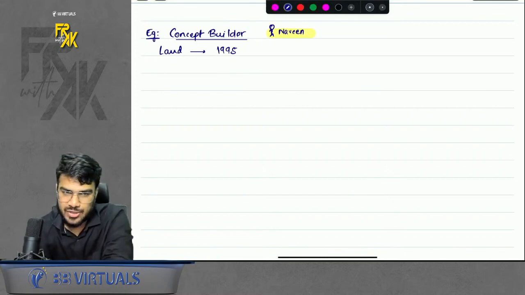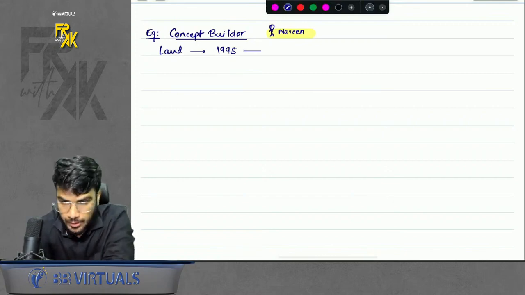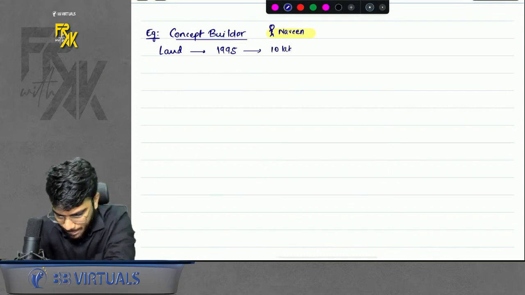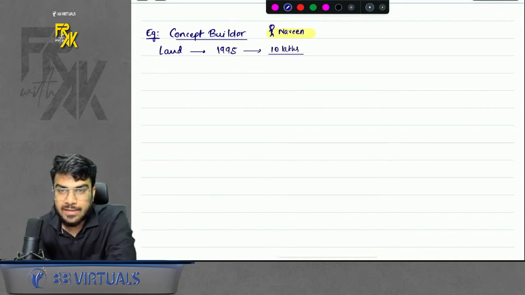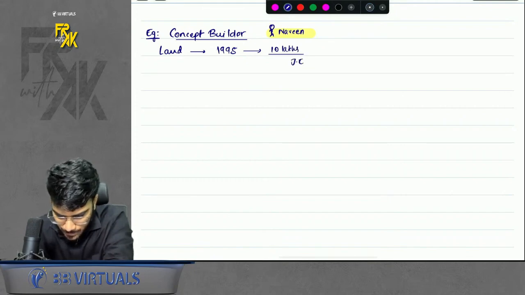So Naveen is very rich. Naveen bought a land for 10 lakhs. What will be the journal entry for this?